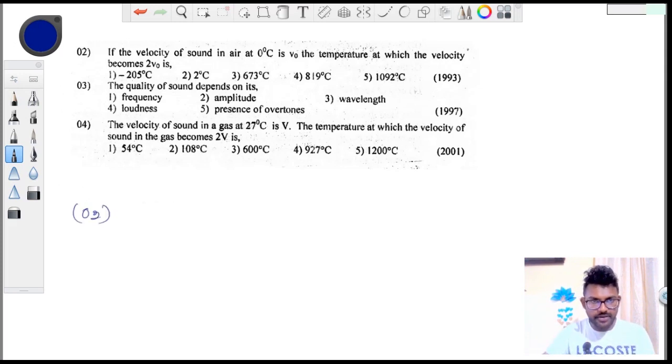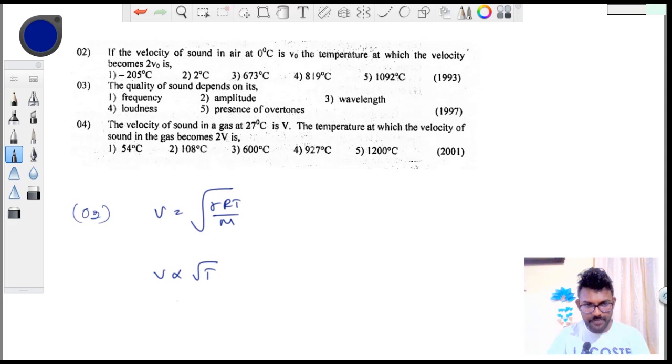If the velocity of sound in the air at 0 degrees Celsius was V0, how do we find the temperature when it becomes 2V0? So I can write V equals root of gamma RT over M. That means V is proportional to root T. Here it's the absolute temperature, so V0 at 0 degrees Celsius is 0 plus 273. Then when it becomes 2V0, that will be a different T.